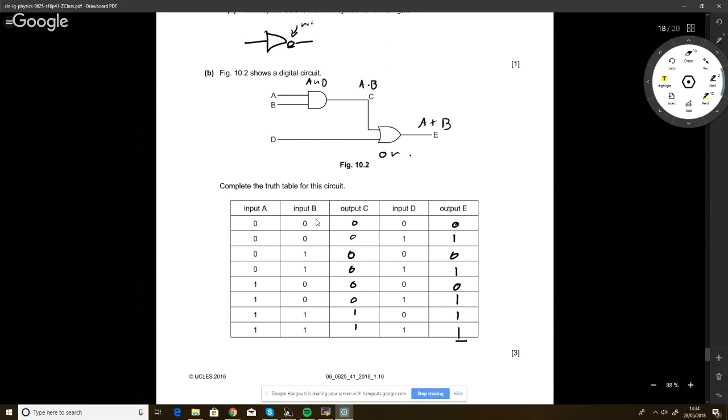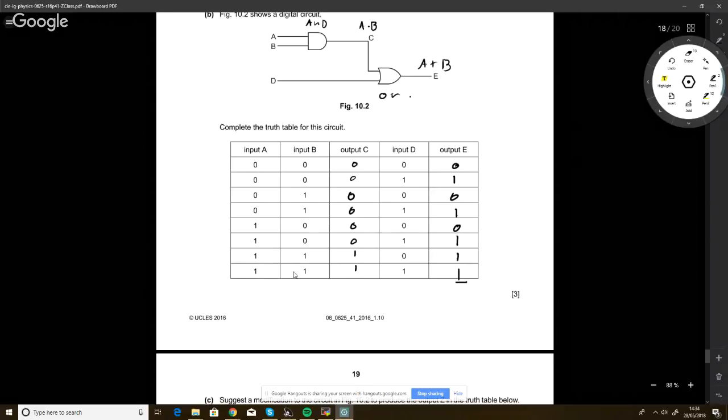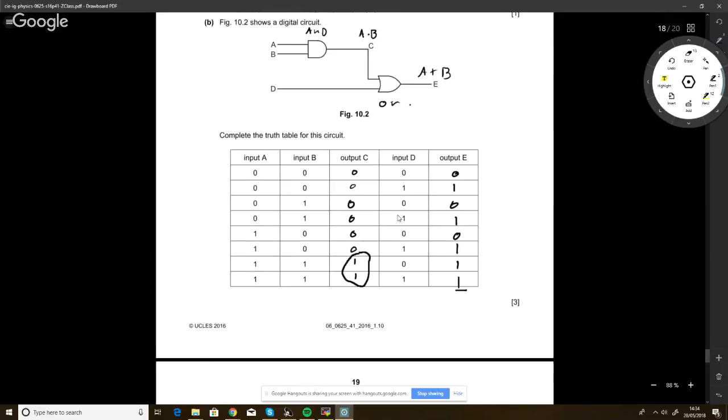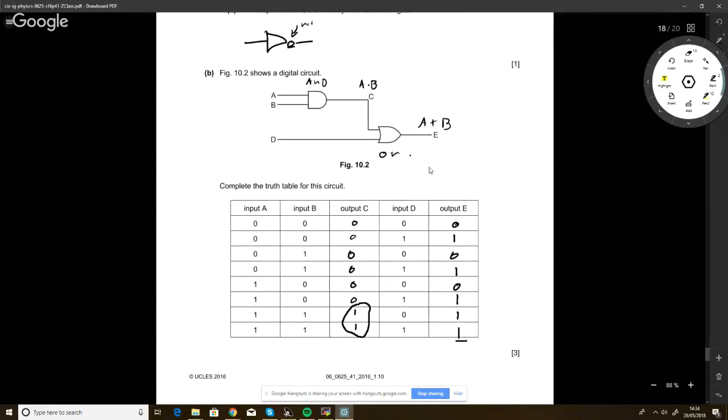So we know if you have a 0 cropping up in either of these two columns, this will automatically be 0, and we have to wait until we have two 1s in order to have a 1. So you can see that there are two 1s here. All right, now the result of this is passed into this, combined with D, and then we need to work out what happens at E.